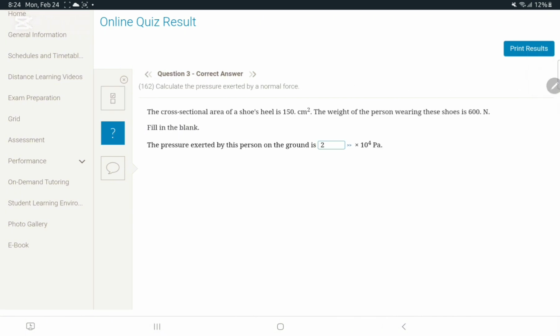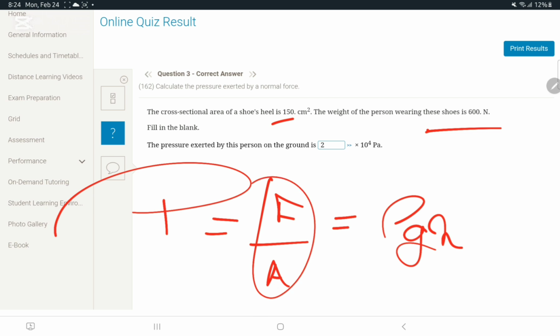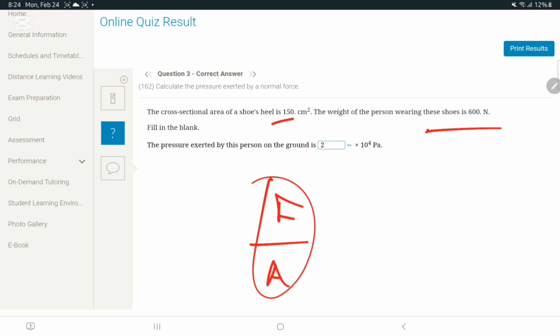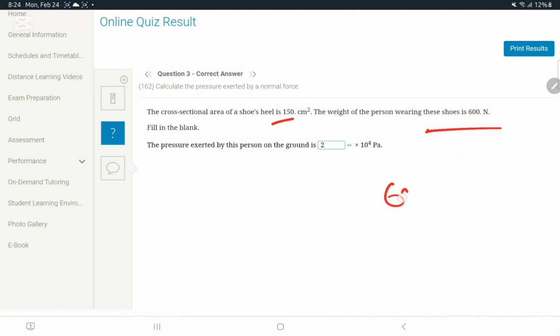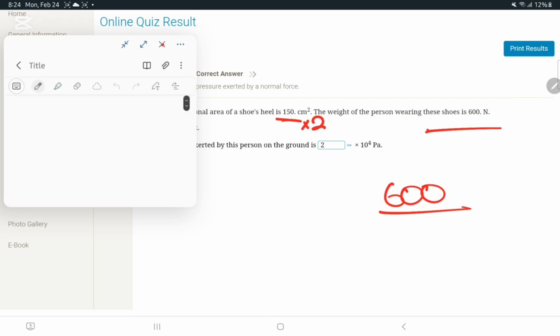Okay, this one, cross-sectional area of a shoe's heel. We know that pressure is equal to force over area, which is equal to rho g h. Using these givens, we can use this rule. It's easier; we cannot solve using the other rule. We know that the force is 600, of the human, because the force in this case is equal to the weight. And then we have the area. The area here is not going to be 150, because 150 is for one shoe, but we have two shoes, so it's going to be 150 times 2, which is 300. So we got 300 centimeters squared.